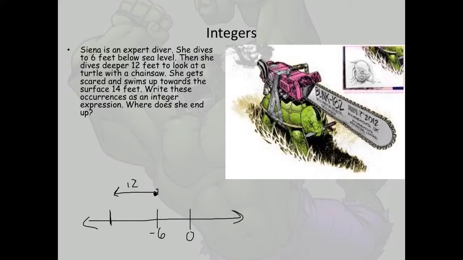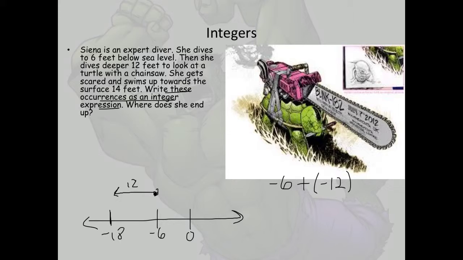So we started at negative 6, because we're 6 feet below sea level, and again, we're writing these occurrences as an integer expression. And then we're going to add negative 12, or you could subtract 12. Either way, both of those are going left on the number line. If we were to follow our rules, the signs are the same, so we would add, and this would give us negative 18.